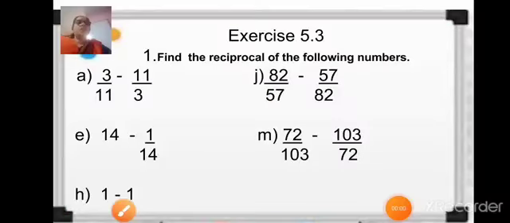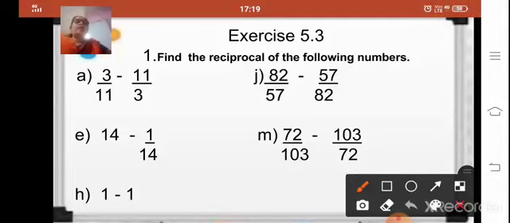Okay, let us start with exercise 5.3, which you have to do in your notebook. The first question is find the reciprocal of the following numbers. The first one is 3 upon 11. The reciprocal of 3 upon 11 is 11 upon 3. The reciprocal of 14 is 1 upon 14. The reciprocal of 1 is 1. The reciprocal of 82 upon 57 is 57 upon 82. And the reciprocal of 72 upon 103 is 103 upon 72.